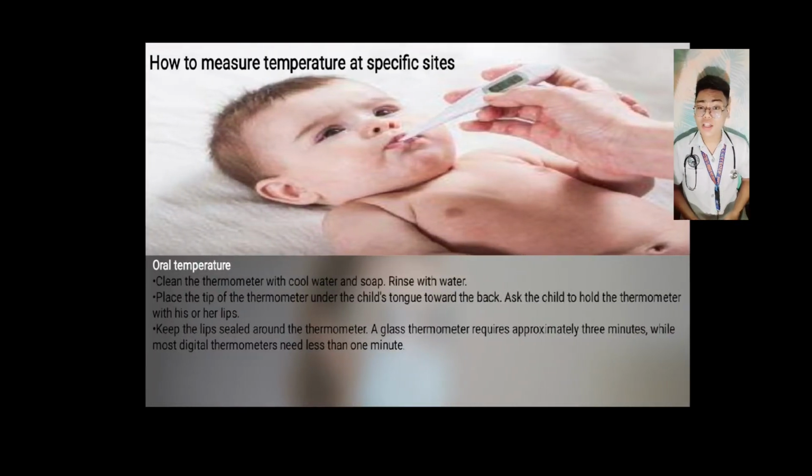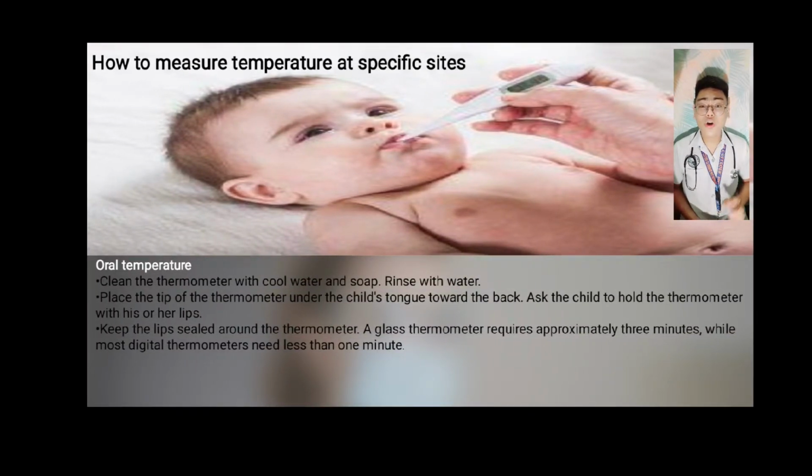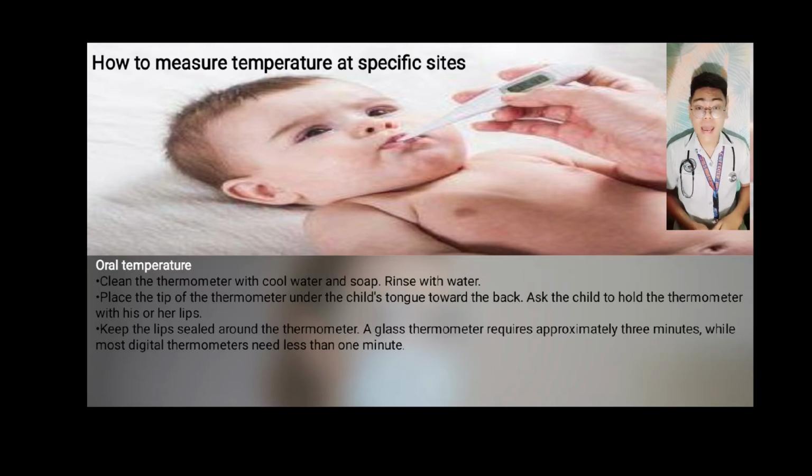So, second is oral temperature. Make sure not to measure temperature in the child's mouth if he or she has consumed a hot or cold food or drink in the last 30 minutes. Make sure to clean the thermometer with cold water and soap and rinse with water. Place the tip of the thermometer under the child's tongue toward the back. Ask the child to hold the thermometer with his or her lips. Keep the lips sealed around the thermometer. A glass thermometer requires approximately 3 minutes, while most digital thermometers need less than 1 minute.